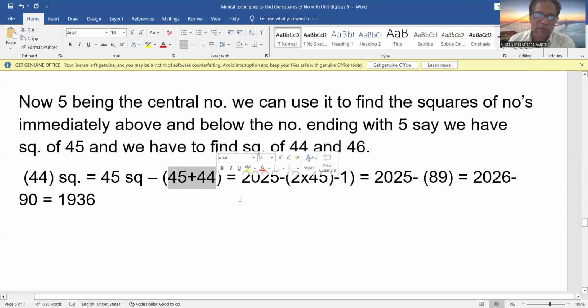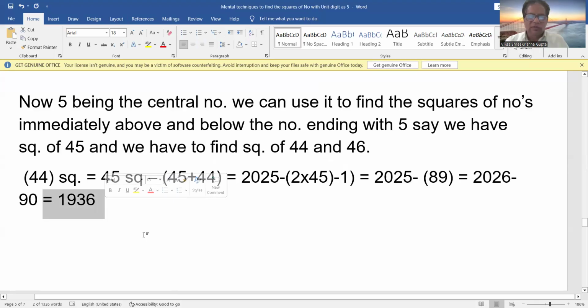And then you subtract 45 plus 44, which is equal to 2 into 45 minus 1, which is 89. So I can write 2 into 45 minus 1 as 90 minus 1, that is 89. So 2025 is the square of 45. I subtract 89, and for that I add 1 to both the numbers: 2026 minus 90, and so my answer is 1936. So 44 squared is equal to 1936.